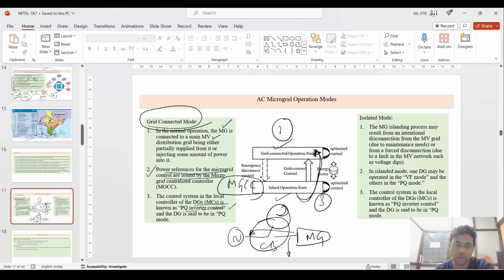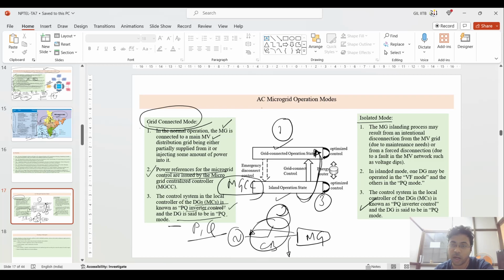The distributed generator, which is known as the PV inverter, is controller based topology. The distributed generator operates in the PQ mode, that is the active power and reactive power sharing mode of operation. And in the islanding mode, the same operation happens, but the only difference is that it is not connected with the grid.